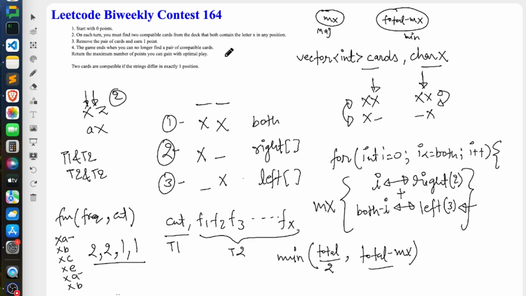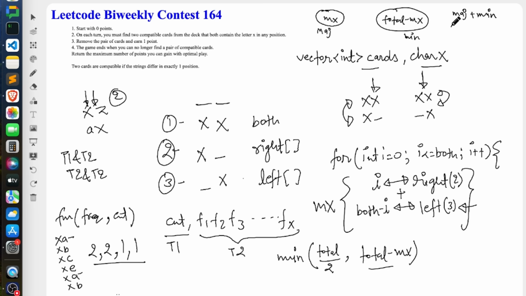So in any of the compatible pairs, we know that the compatible pairs can be formed using either one majority plus one minority, because we know that we cannot form a compatible pair with both majority, because then it would be same as discussed. We cannot form a compatible pair of two exactly same cards, xa and xa. So it means that one would be from majority and one would be from minority.